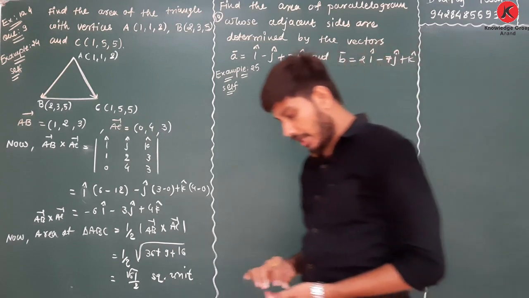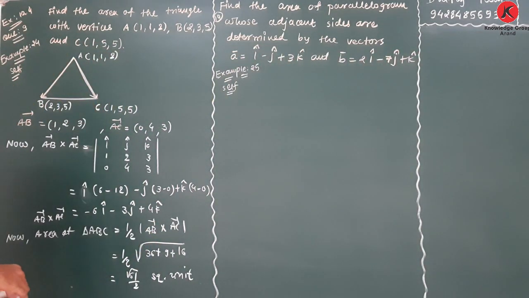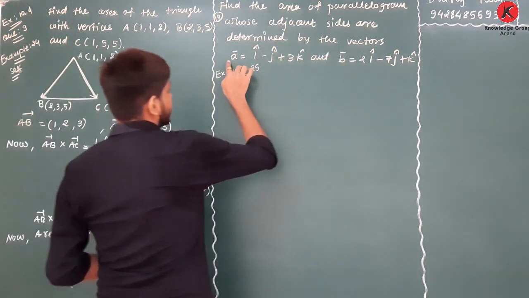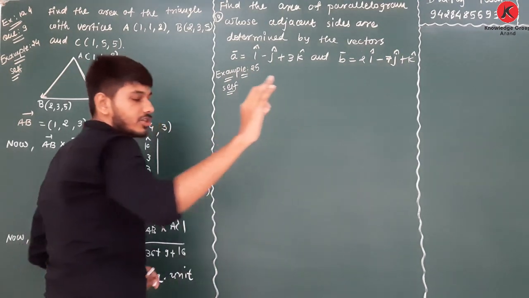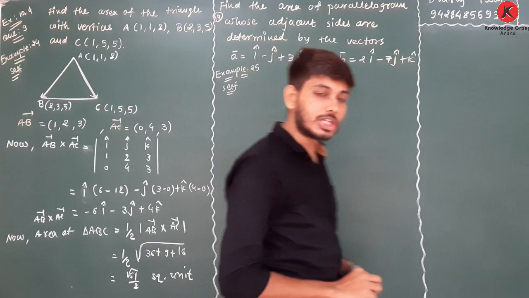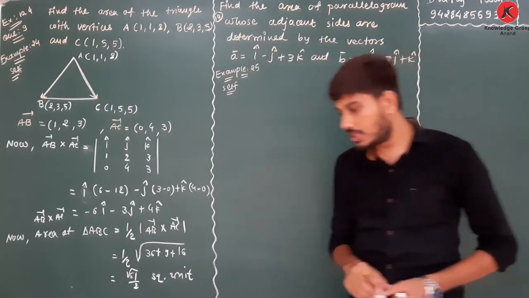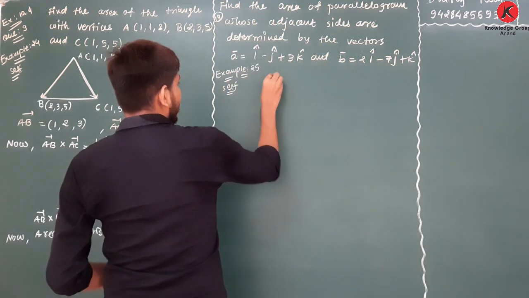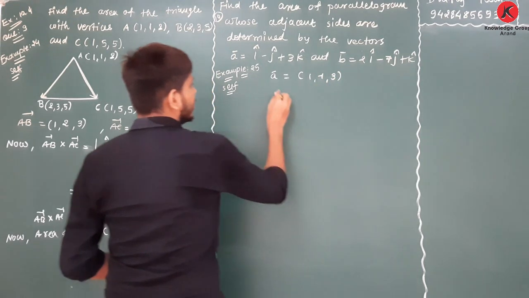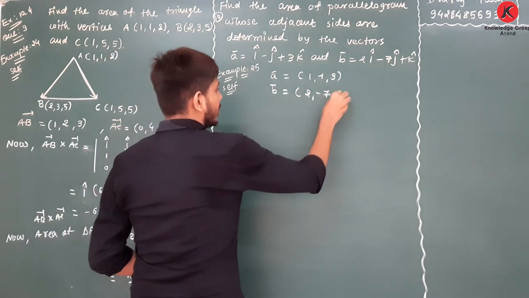Now question number 10: find the area of the parallelogram whose adjacent sides are determined by the vectors a bar and b bar. Adjacent sides are given, so the area of the parallelogram equals the magnitude of a bar cross b bar. Here a bar equals 1, minus 1, 3, and b bar equals 2, minus 7, 1.